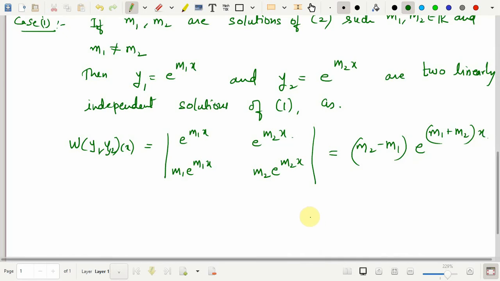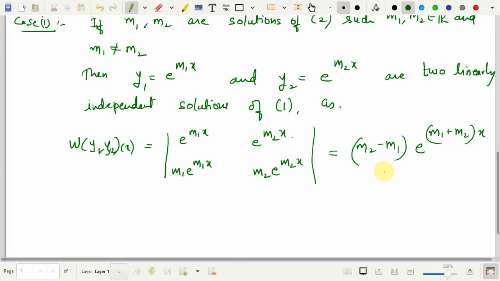Now this will never be equal to 0. The reason is very simple. We know that e raised to (m1 plus m2) into x will never be equal to 0. So this determinant will be equal to 0 only if m2 is equal to m1, or m2 minus m1 is equal to 0.